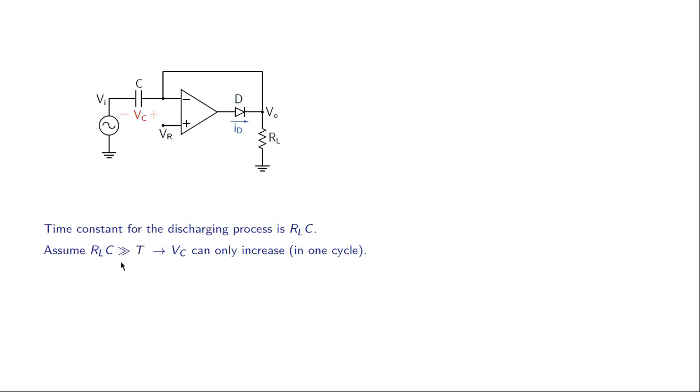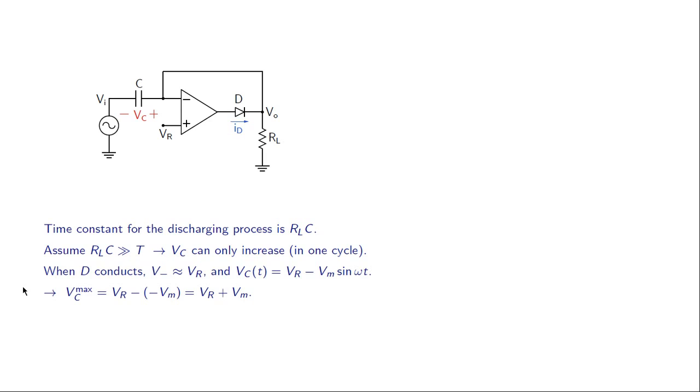And if RL times C is much larger than 1 period of the input voltage, then in a given cycle Vc can only increase. So that is a very important conclusion, and we can use that to see what this circuit is doing. Let us consider the interval in which the diode conducts. When that happens, the feedback loop is closed. V minus and V plus would be nearly equal, and therefore V minus would be equal to Vr. And what is the capacitor voltage in that case? The capacitor voltage is V minus minus Vi, that is Vr minus Vi, or Vr minus Vm sin omega t.